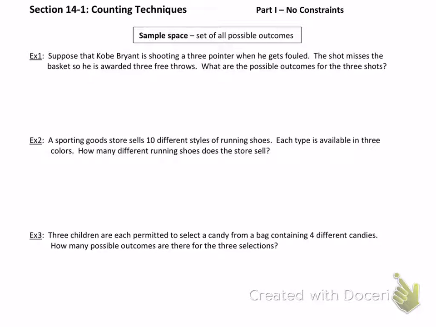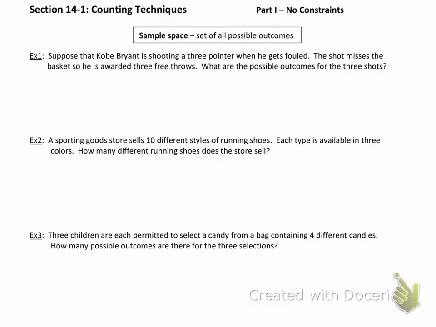Section 14.1, Counting Techniques, Part 1. So, it's important to know that a sample space is the set of all possible outcomes. We're going to represent a sample space as a tree or a list. When we do this, you have to know how to do both, even though you might prefer one versus the other.